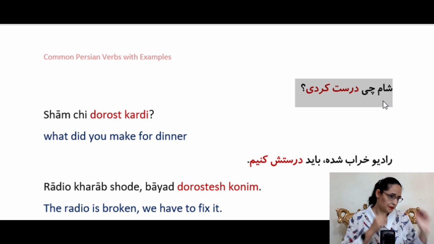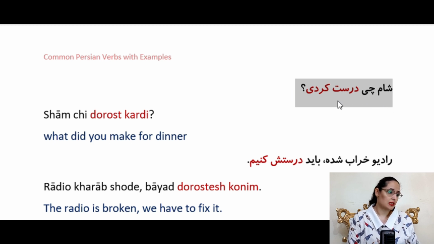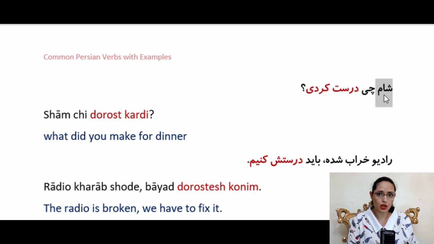Let's see examples. شام چی درست کردی؟ As I said before, you can omit the T sound in درست and you can say شام چی درس کردی؟ Also, instead of شام, you can use other words like غذا, means food. غذا چی درست کردی؟ Or نهار means lunch. نهار چی درست کردی؟ So it's a useful sentence and here درست کردن means to make, to cook.